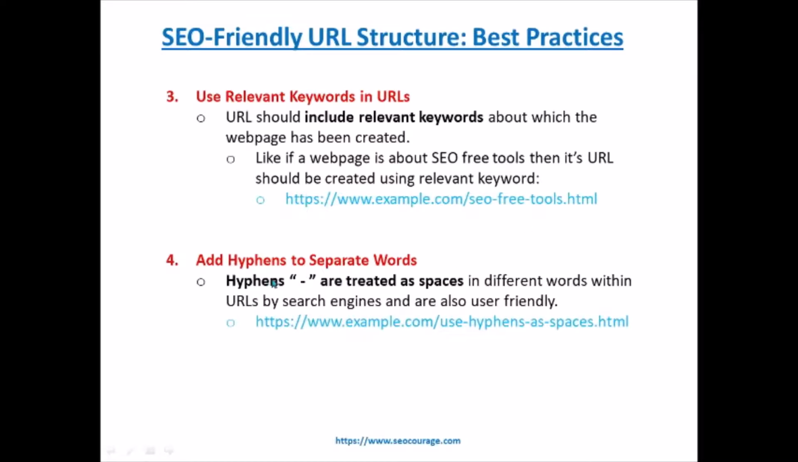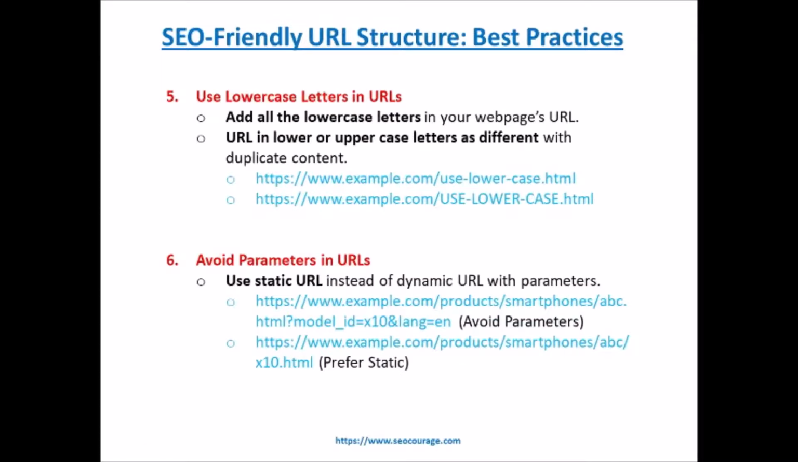The other best practice is to add hyphens to separate the words, as it is a recommendation from Google itself to use hyphens. Google considers hyphens as spaces between the different words. Now we move to the fifth best practice, which is using lowercase letters in URLs. Just for your information, Google considers lowercase and uppercase as different pages. So it creates a duplicate content issue if you use capital letters or smaller letters. Both are different. So just use lowercase in your URLs.